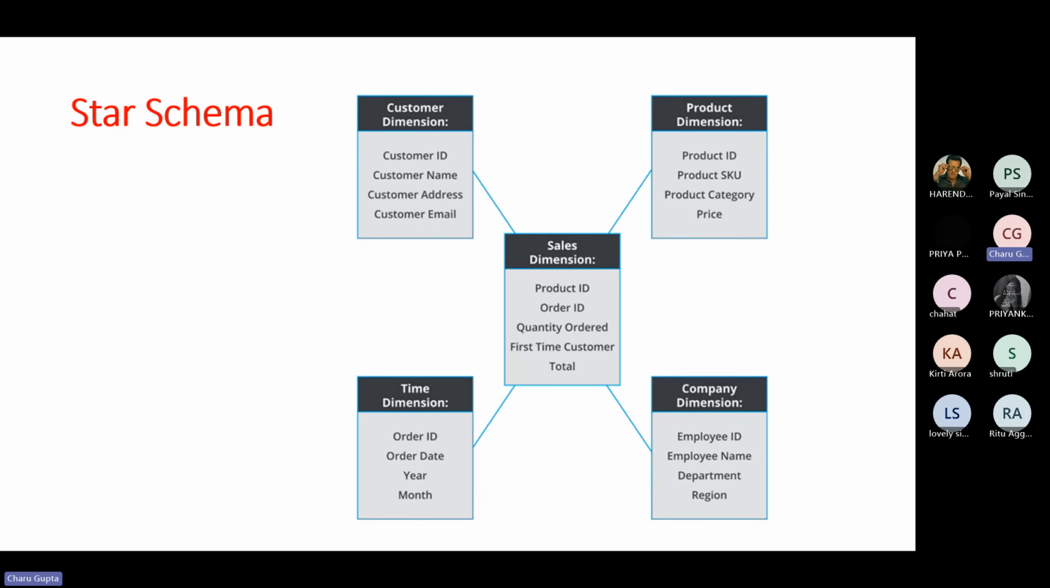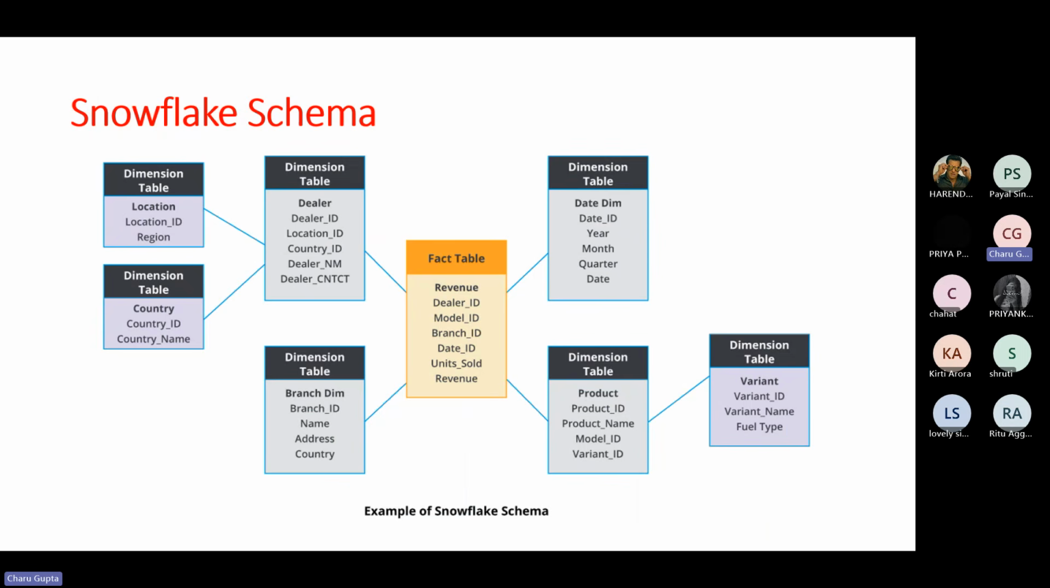This is another example. Fact table is in the center and the dimension tables around it. Next is snowflake. Now in snowflake, a dimension table is associated with other dimension tables. You can see in the center there is a fact table and the fact table is connected or associated with different dimension tables, and this particular dimension table is associated with other dimension tables.